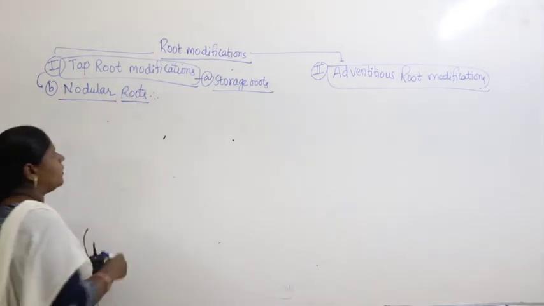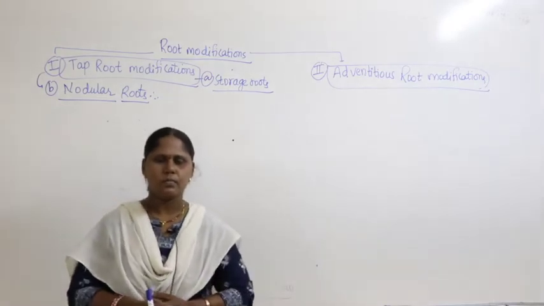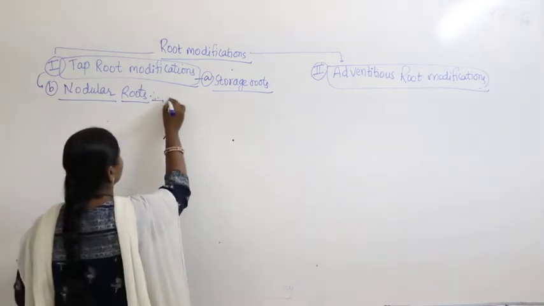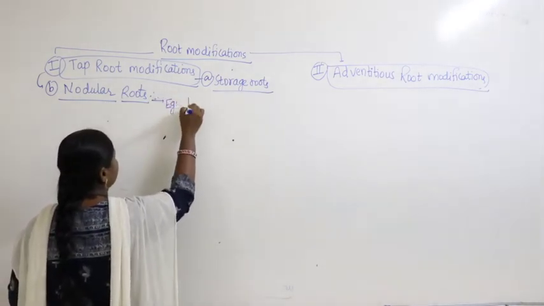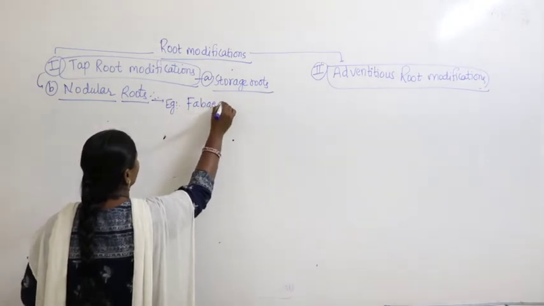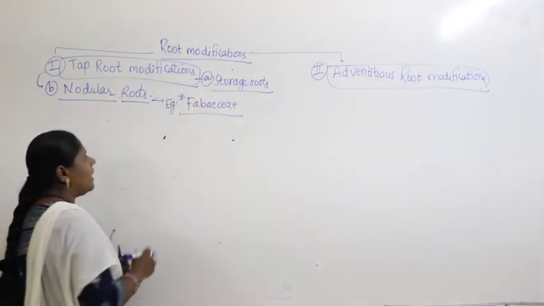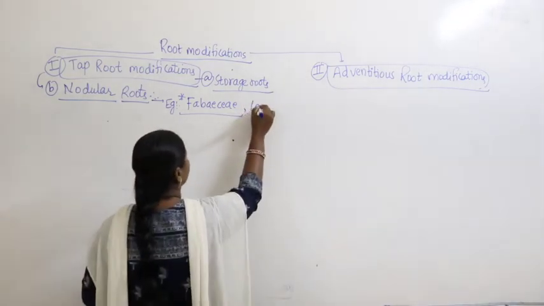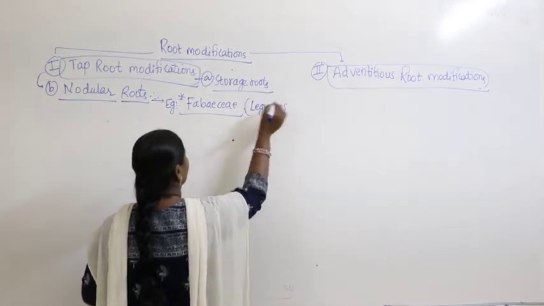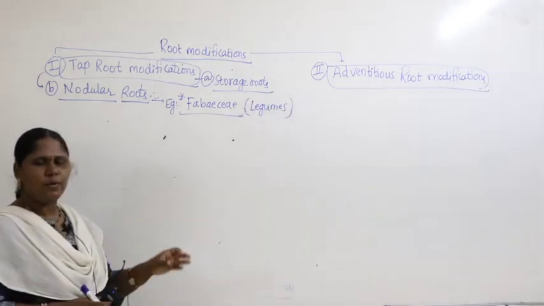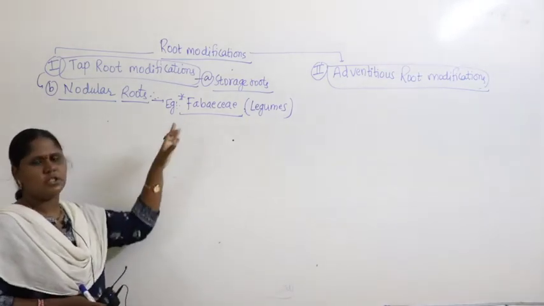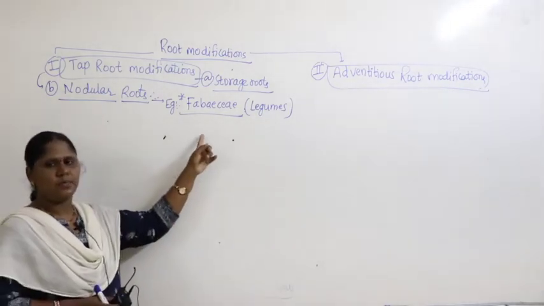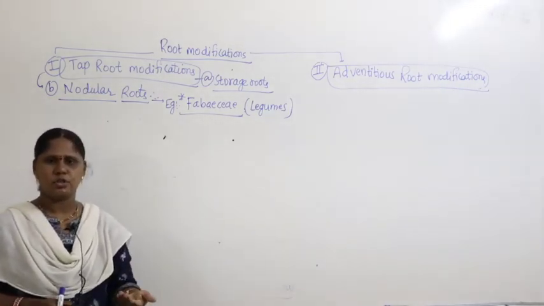Nodular roots. Let us continue with what are called nodular roots. Then what are these nodular roots? Nodular roots are most commonly found in case of, I am writing examples here, Fabaceae members. The plants which belong to Fabaceae members are generally called legumes. Now in these legumes, the type of roots found in Fabaceae are generally called nodular roots.